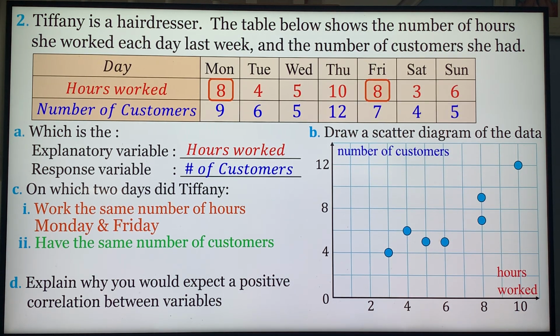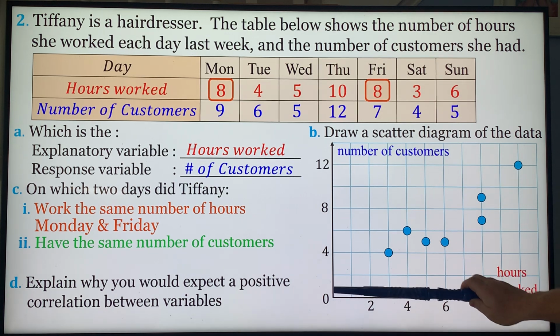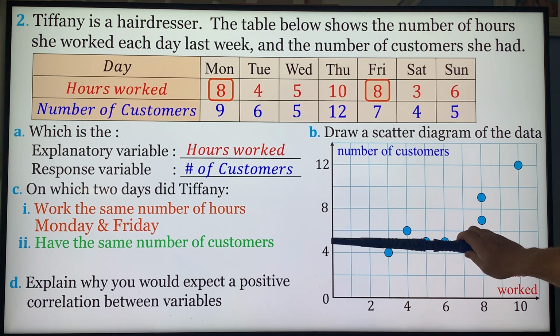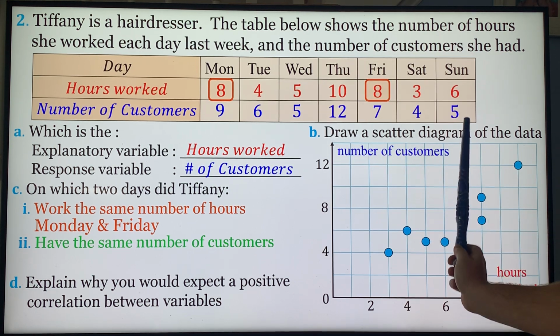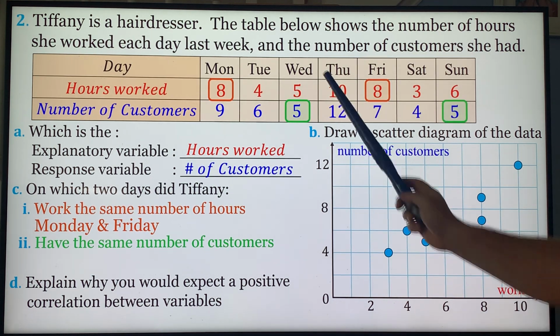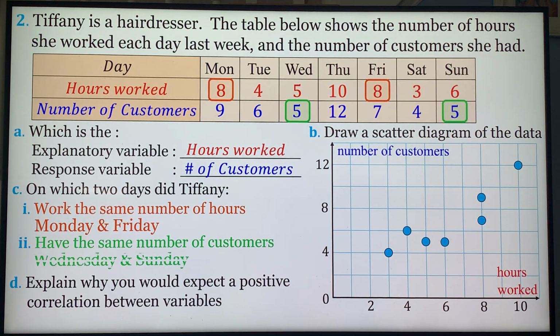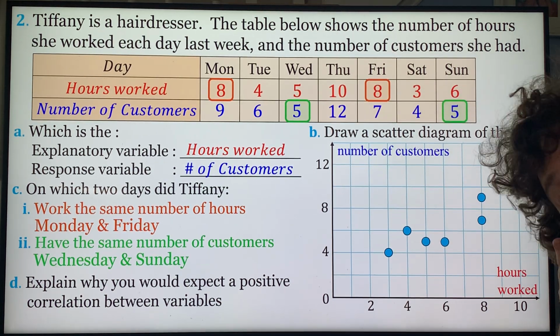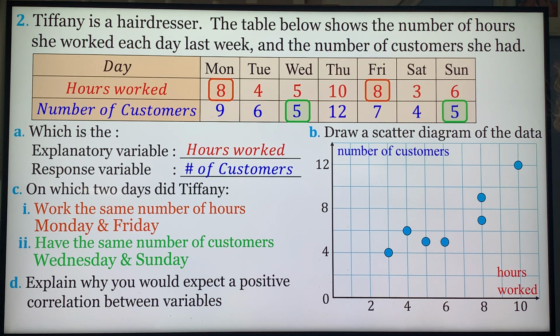When does she have the same number of customers? So when do you have 2 points on the same level like this? Right there. 5 customers, it looks like. Let's see. 5 and 5. Very good. So what day would that be? That would be Wednesday and Sunday. Right? That's all there is.